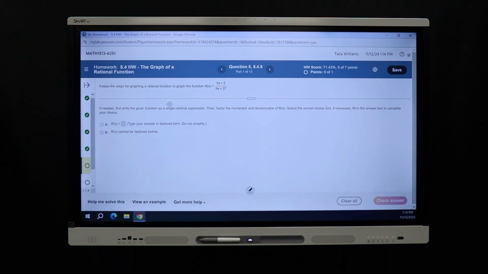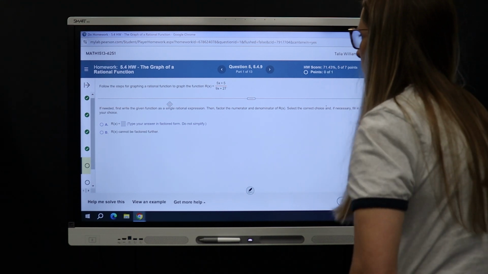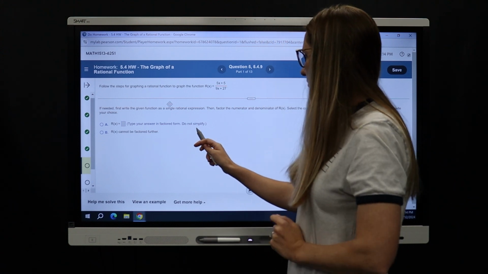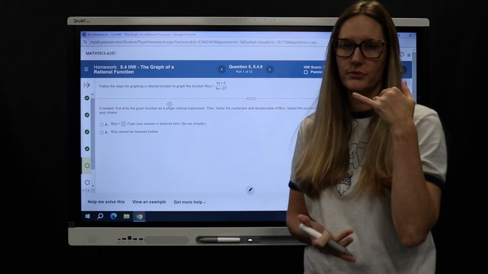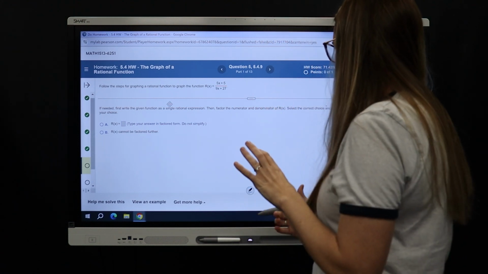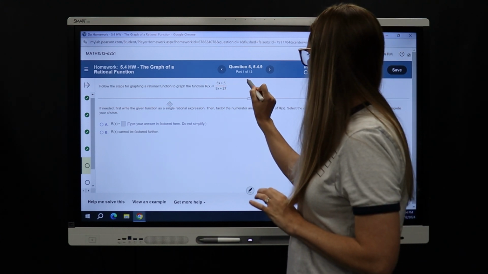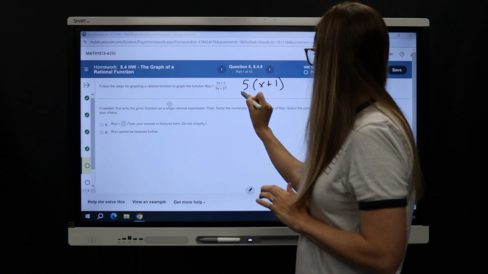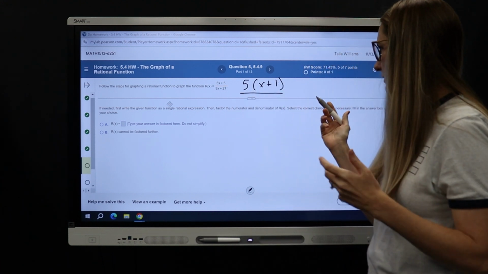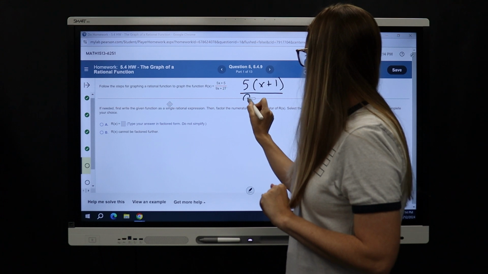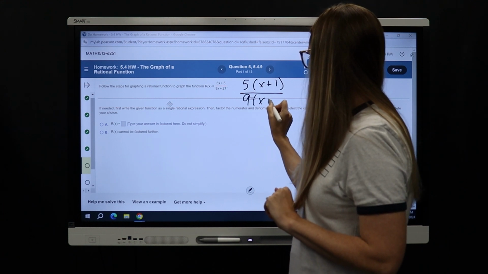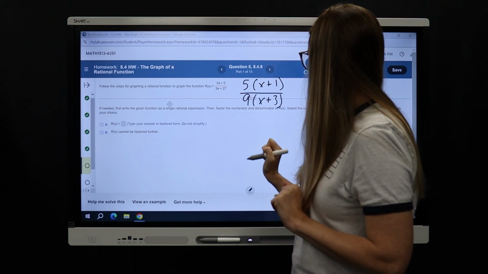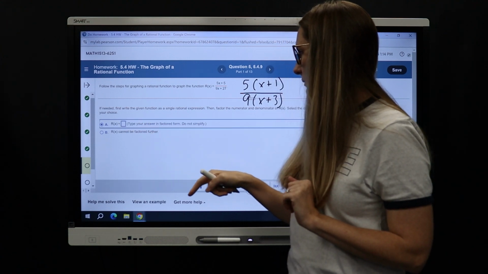So, next problem. We did 13 parts, y'all. Follow the steps for graphing a rational function to determine the function of the graph. Cannot be factored further is not true on this one because we can factor the top and the bottom, because right here I can factor a 5 out and end up with x plus 1 because 5 goes into 5. On the bottom we can factor a 9 out and I'd end up with x plus 3. So that's what we're going to type on this one.